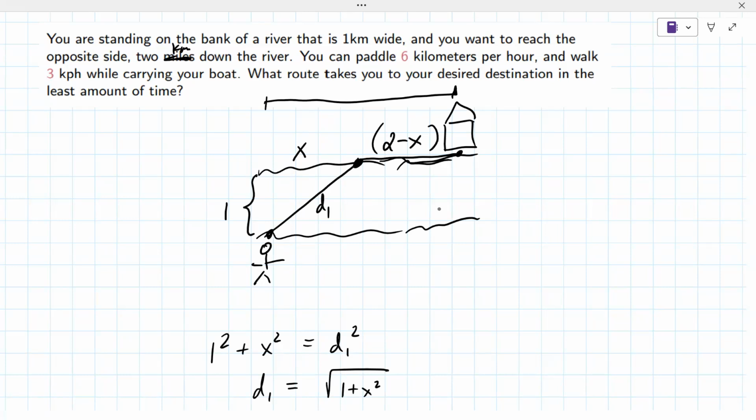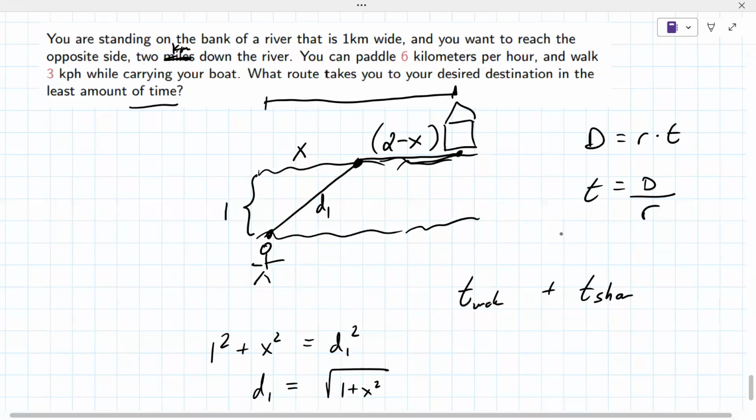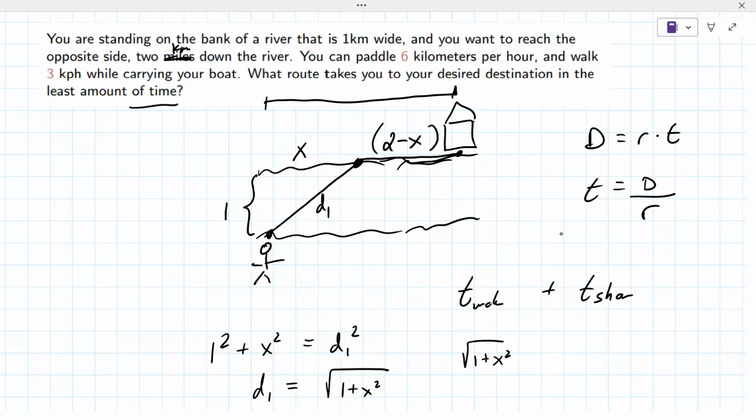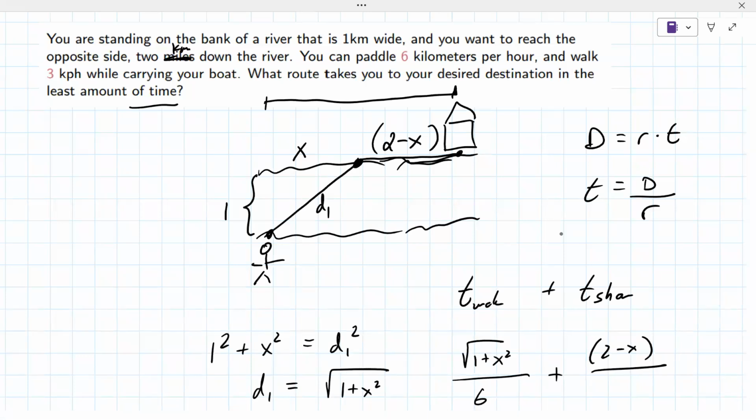So now we want to minimize time. Distance equals rate times time, so time is your distance divided by your rate. So your time in the water plus your time on shore, that's what you're trying to minimize. Your time on the water is the distance, square root of 1 plus x squared, divided by your rate in the water, which is 6, plus 2 minus x over 3.